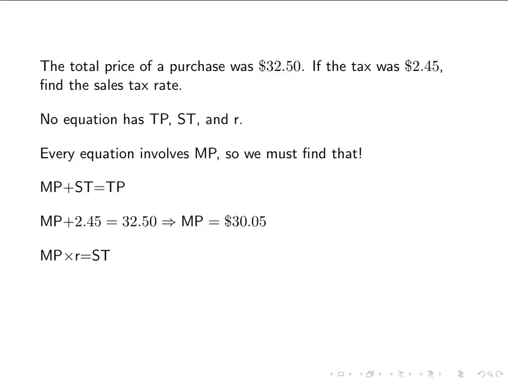So equation 1's a little easier to work with, so we'll use that one. So we're going to plug in what we know. So MP is 30.05, ST is 2.45. So if we want to get R by itself, we're going to divide both sides by 30.05. And that will give us, again, our rate as a decimal. So 0.08153. We'll move the decimal over twice to multiply by 100, and then we'll round. So in this case, I rounded to 2 decimal places after changing it to a percentage. So it would be 8.15%.